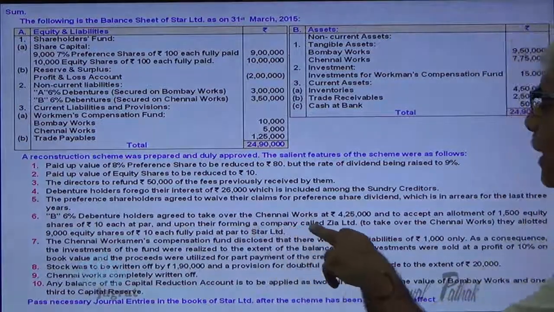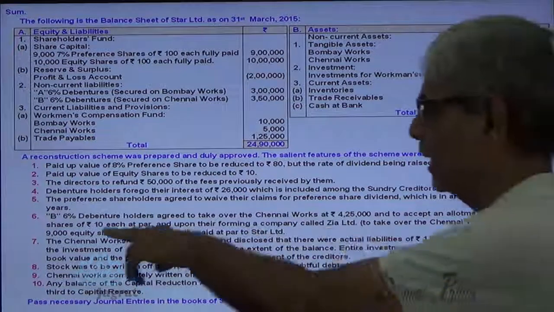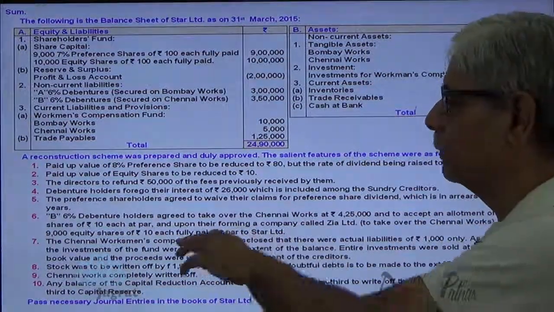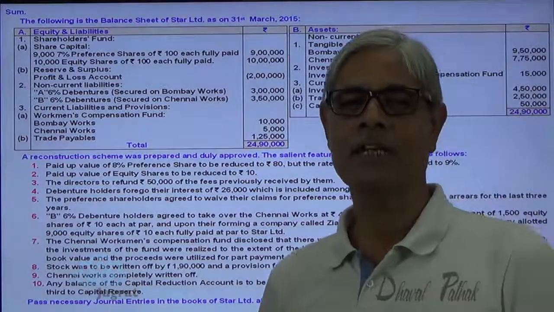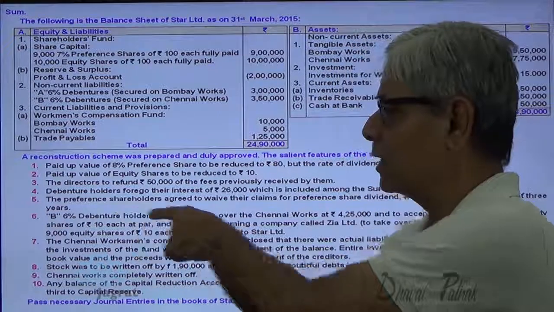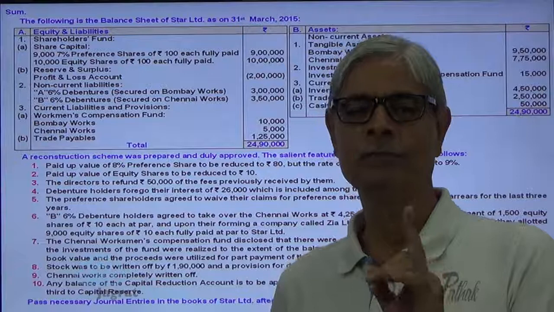And upon their forming a company called CA Limited to take over the Chennai Works, they allotted 9,000 equity shares of rupees 10 each, fully paid, to Star Limited. And in exchange, we got 9,000 shares of rupees 10 each from a company formed by the debenture holders. So this is a very important transaction which I would like to explain to you first of all after reading this sum.